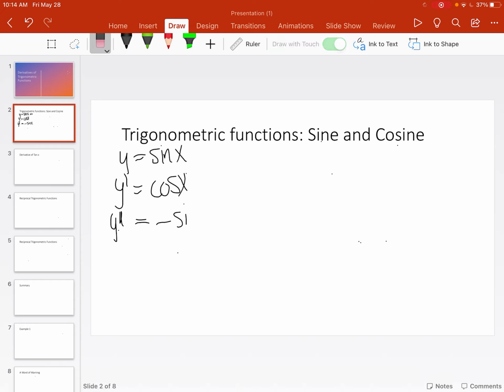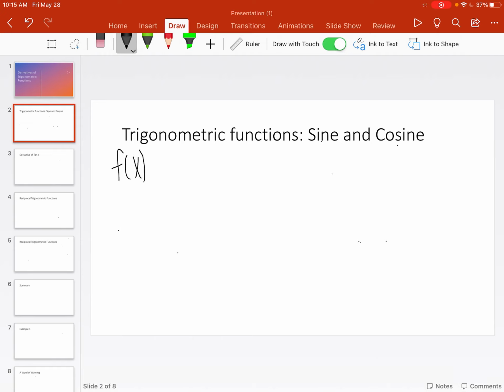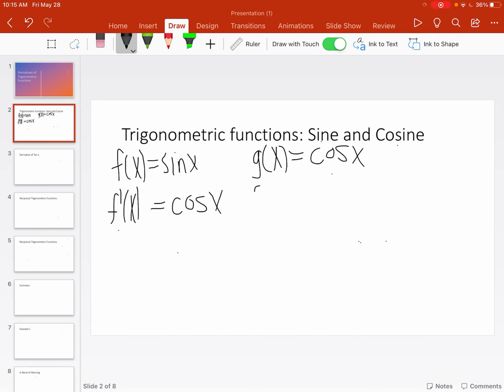I'm just going to erase all of this, and I'm going to show you guys something. I'm going to say f of x is equal to sine x. So what's the derivative of sine x? What's f prime of x? It is cosine x. And what is g of x? We're going to say g of x is cosine x. What's g prime of x? g prime of x is equal to negative sine x. So I'm just going to lay it down for you guys right here. Take a look at it. Not very hard, pretty convenient. It's just this negative sign right here.